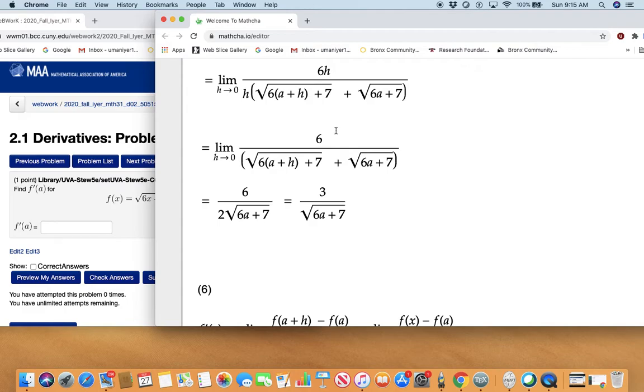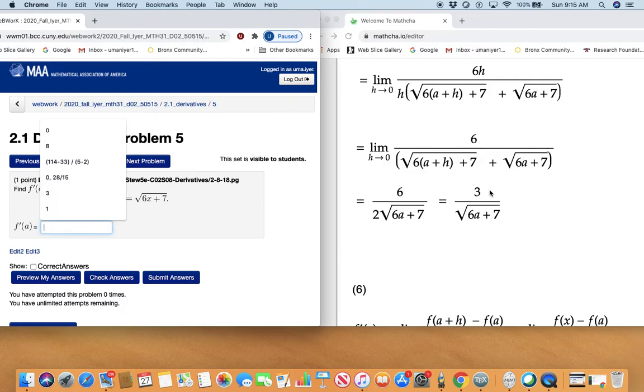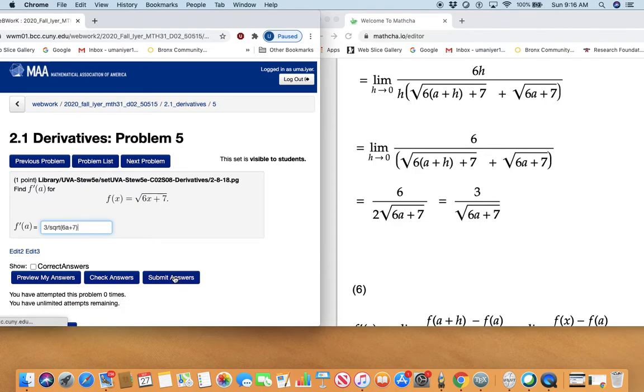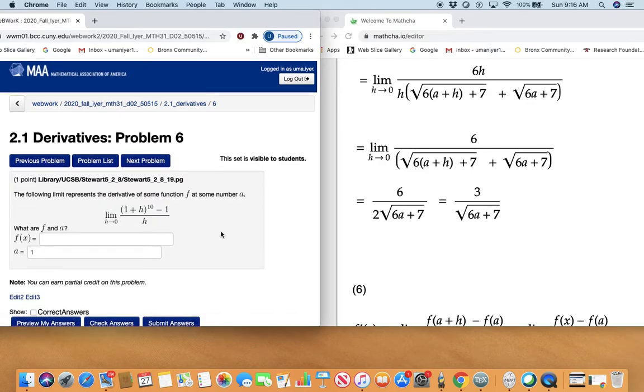So you have 6 upstairs and square root of 6a plus 7 plus square root of 6a plus 7 downstairs, so twice the square root of 6a plus 7. The 2 reduces the 6, and this is your solution. So how do you write it in WeBWorK? I have 3 over sqrt(6a plus 7). All right. Next problem.